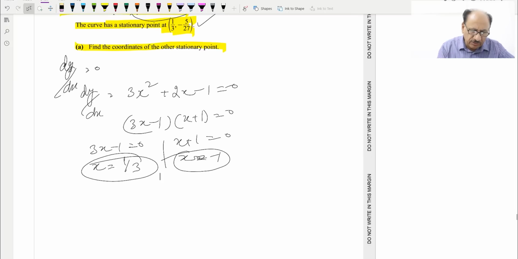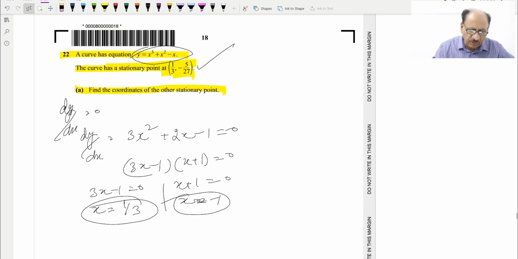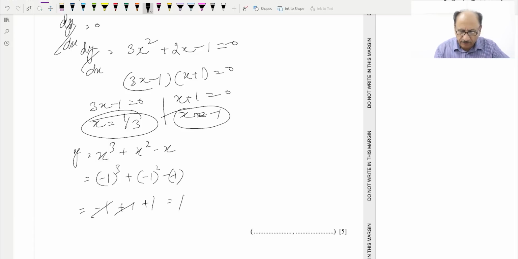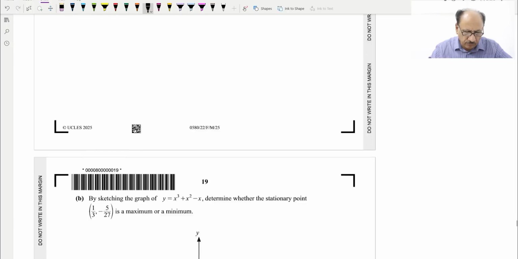So for minus 1, in the same equation, which is y is equal to x cubed plus x squared minus x, we can replace x with minus 1. So (minus 1) cubed plus (minus 1) squared minus (minus 1), and what will this be? This will be minus 1 plus 1, and this will also be plus 1. So these two cancel, and this will be 1. So (minus 1, 1) are the coordinates of the required point.